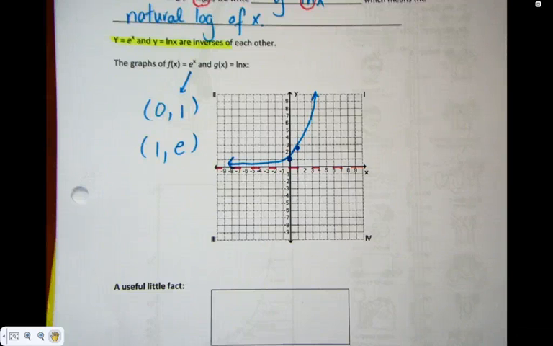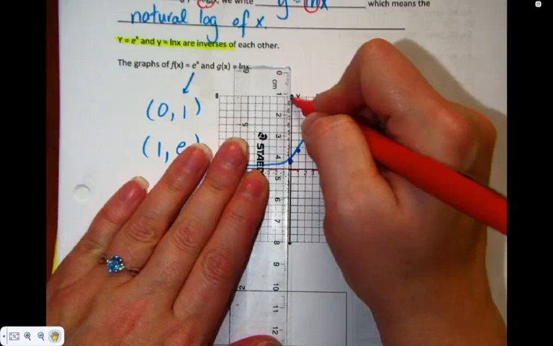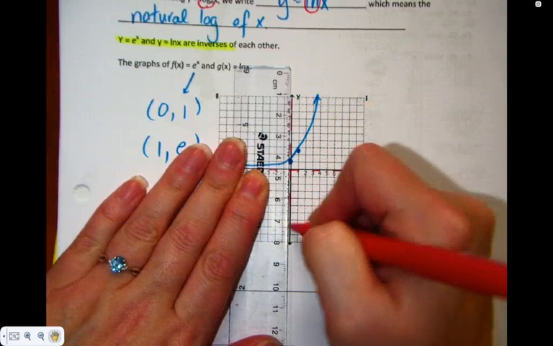And last year someone was like, oh, that's just a boring exponential graph. Yeah, because it's just an exponential graph with a funky base. How do I graph the ln x graph? Yeah, it's just the inverse of this guy, so we know that the asymptote's going to move to be vertical.